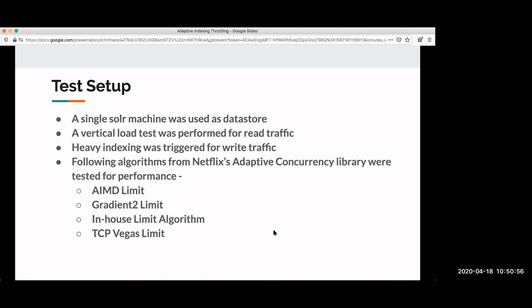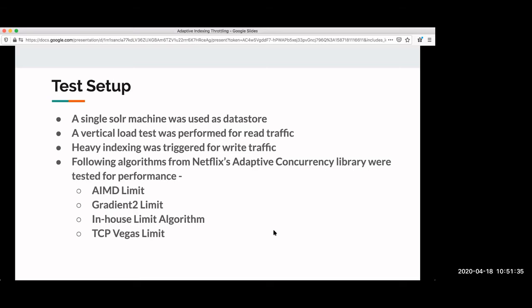Now we'll talk about the test setup. We took one Solr machine to represent our data stores. Then we took a Vegeta load test utility and created a lot of read traffic. We took a big list of user queries and hit it on our Solr machine. At the same time, we also did a lot of heavy indexing, or heavy updates, on the Solr machine. This was to replicate the heavy read and write sale-days period, which we call HRDs, high revenue days. During sales, we have a lot of reads and writes.